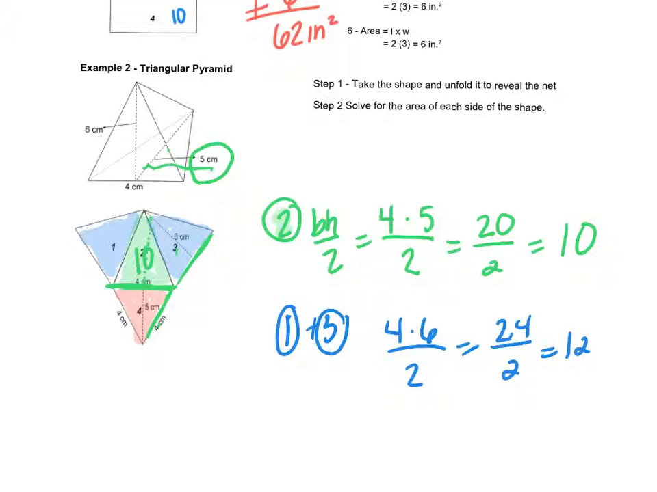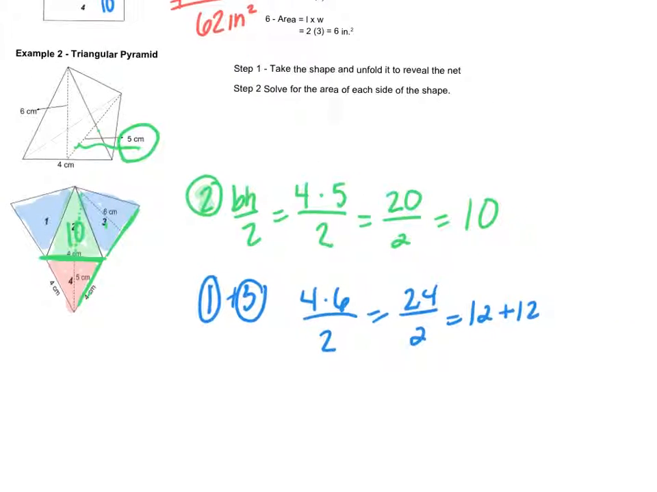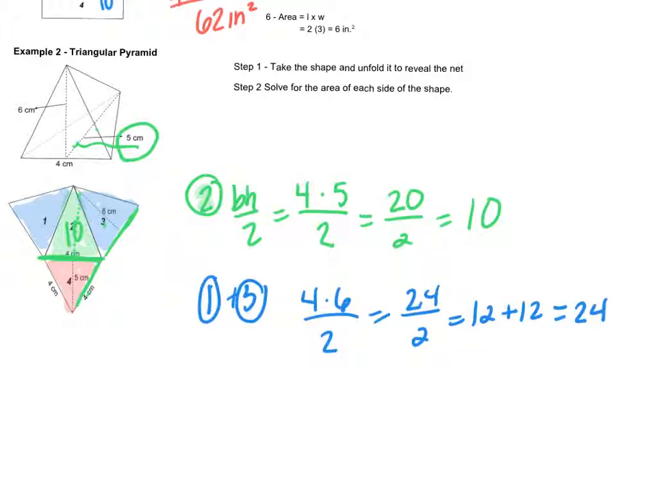But how many do we have? 2 of them. So 12 plus 12, right? So it's going to be 24. Are you okay so far?